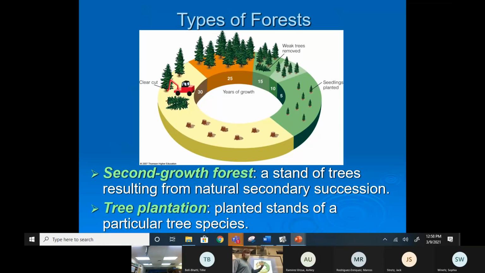They'll have a clear cut, which means they cut every tree in the area. It's a very efficient process, clear cutting. Makes good profits, and it works well for a tree plantation or a tree farm. In a natural forest, it's more problematic.